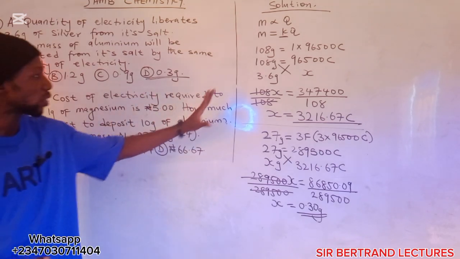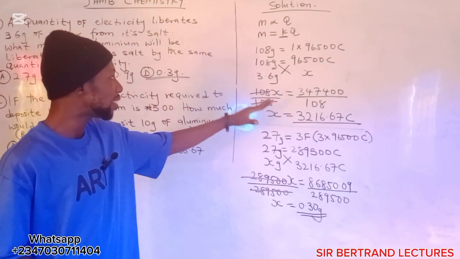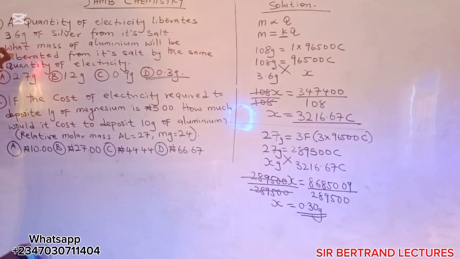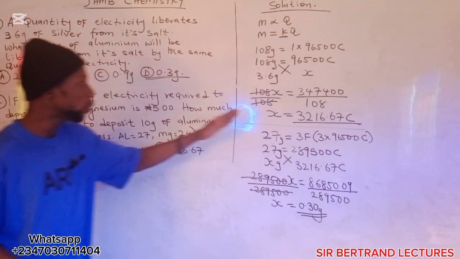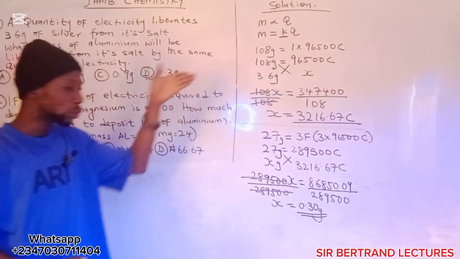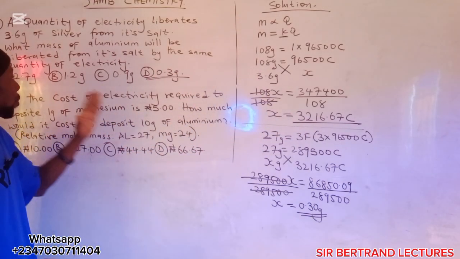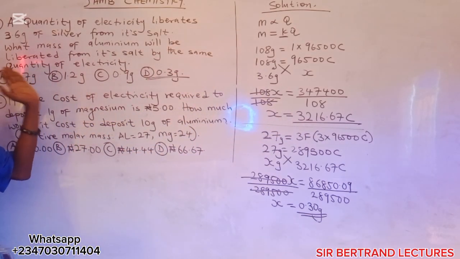We first solve for the quantity of electricity that will liberate 3.6 grams of silver. Then after that, we use that quantity of electricity to solve for the mass of aluminium that it will liberate.